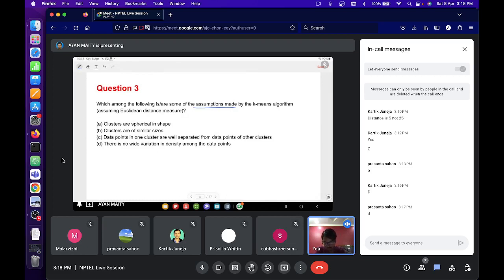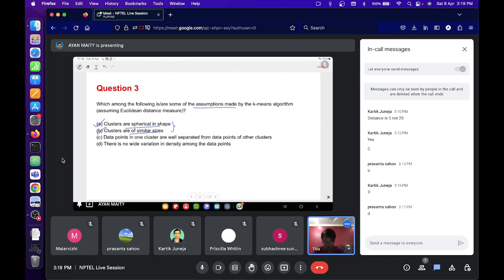So the question is, which among the following is or are some of the assumptions made by k-means clustering? So in k-means clustering, the assumptions are that clusters are spherical in shape. This is a correct answer. Clusters are spherical. This is a major assumption made by k-means, which is not always true, but this is an assumption that is made by k-means. And clusters are of similar sizes. This is another correct answer here. So these are the 2 assumptions that are made by k-means clustering.